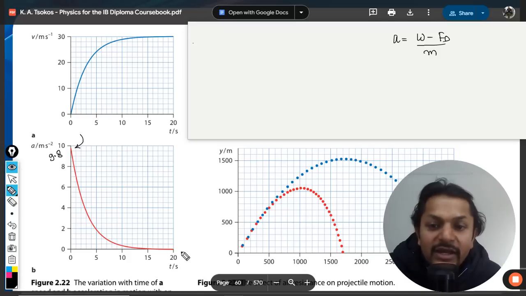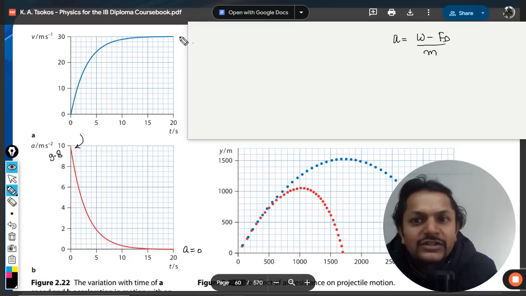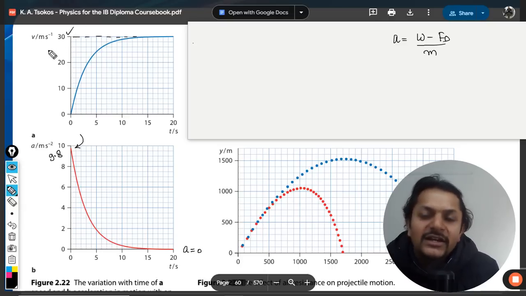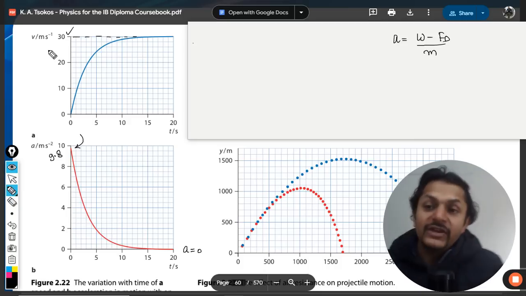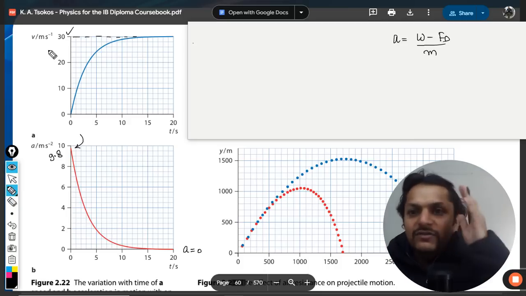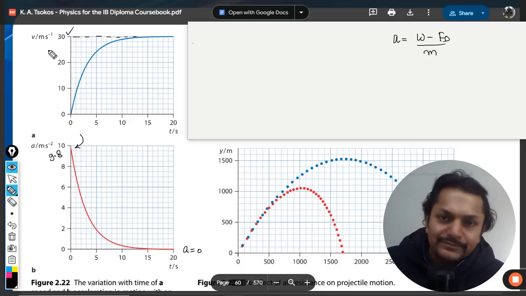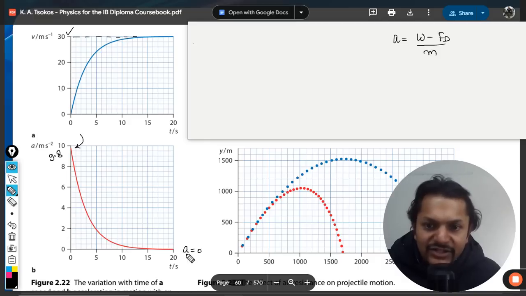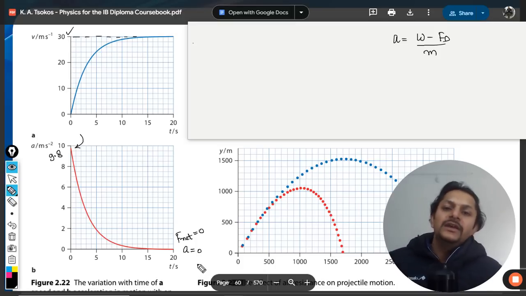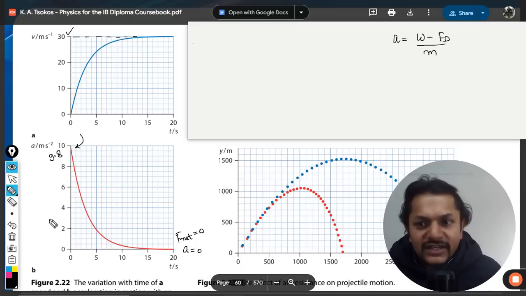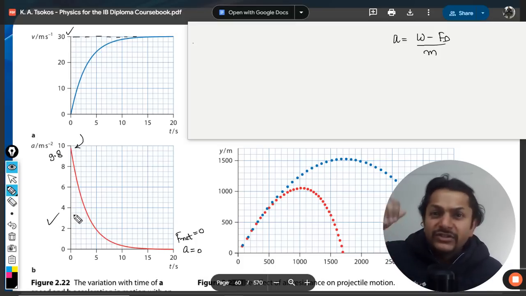What is happening here? The acceleration has now become zero, so the velocity is now becoming constant. So this is the terminal velocity that the body has attained, which is 30 meter per second. From the graph we can read it and say that yes, the terminal velocity achieved will be 30, and the acceleration is becoming zero. Why? Because the f net is now equal to zero. This is f net, so this is the graph for the acceleration, which is reducing.